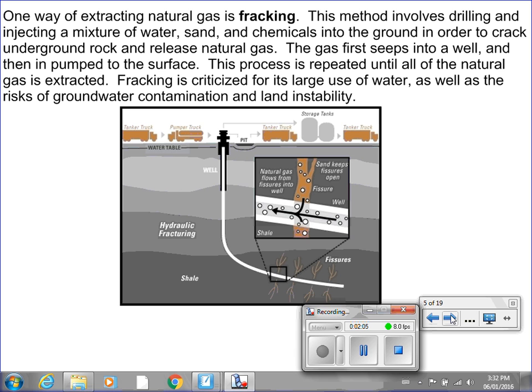One way of extracting natural gas is fracking. This method involves drilling and injecting a mixture of water, sand, and chemicals into the ground in order to crack underground rock and release natural gas. The gas first seeps into a well and then is pumped to the surface. This process is repeated until all of the natural gas is extracted. Fracking is criticized for its large use of water, as well as the risks of groundwater contamination and land instability.